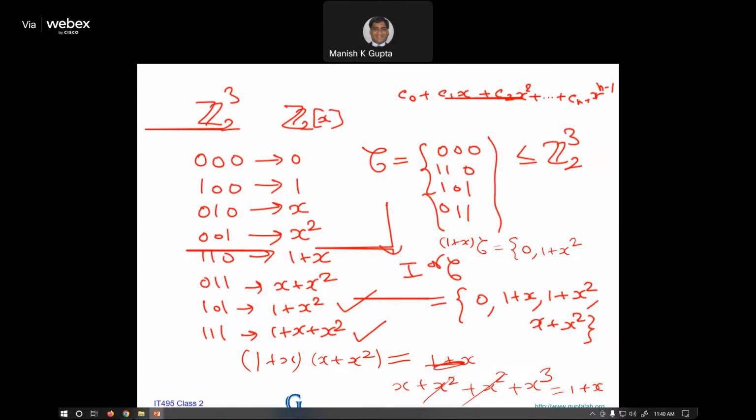Okay, I have taken 1 plus x. No problem. That's the same thing. Next, 1 plus x into 1 plus x square is how much? 1 plus x square plus x cube. This is 1. So this one goes, you are left with x plus x square. Right? And the last one, 1 plus x into x plus x square. So 1 plus x into x plus x square is how much?